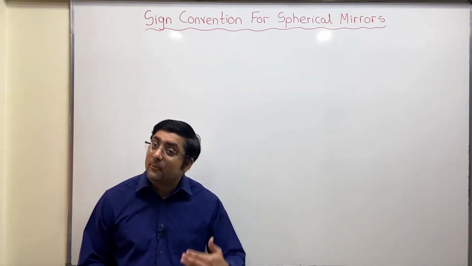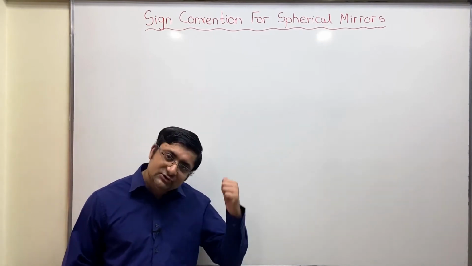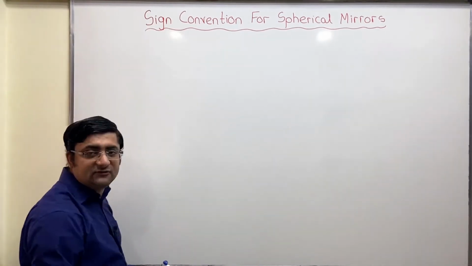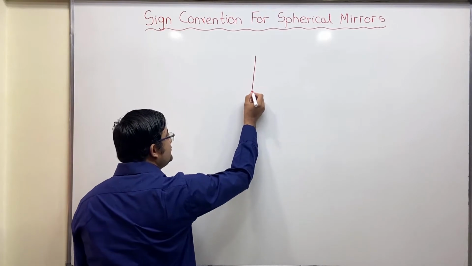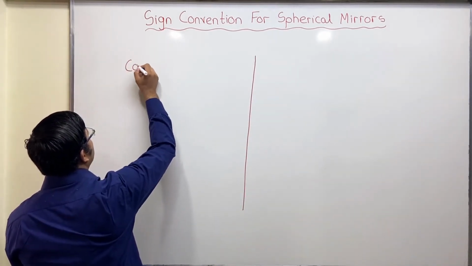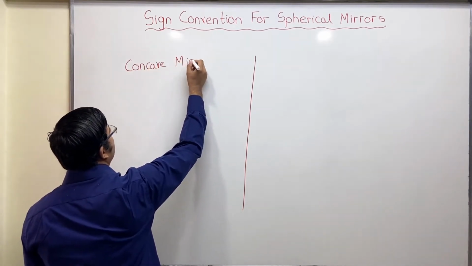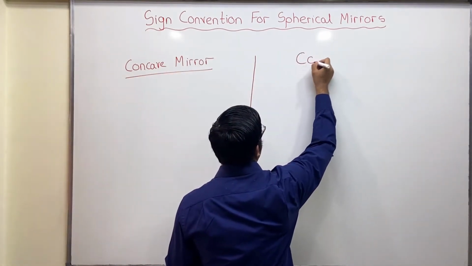Is this clear? Now before we learn the mirror formula, there's certain sign conventions we need to study. So that is what we're going to learn in this video. So let's begin, guys. So see, sign convention for spherical mirrors, there are 2 types of mirrors. So I'll divide the board and demonstrate both of them. So over here we'll discuss for a concave mirror, and here we'll discuss for a convex mirror.